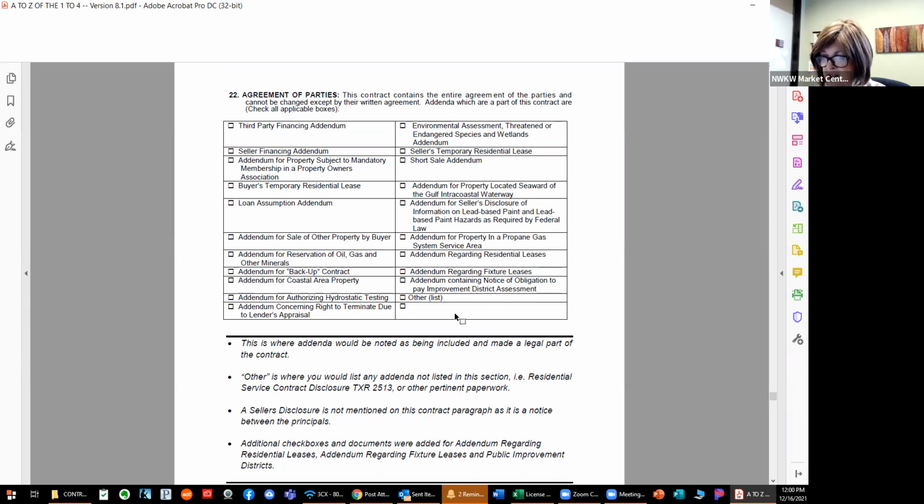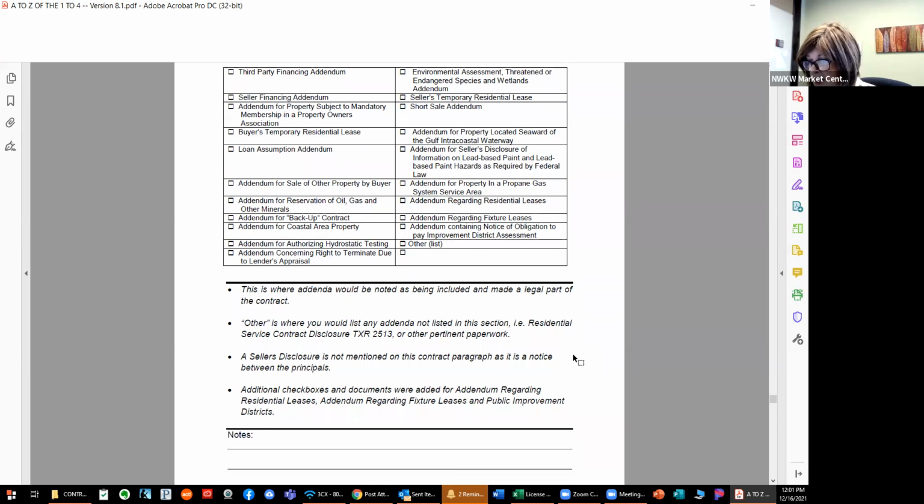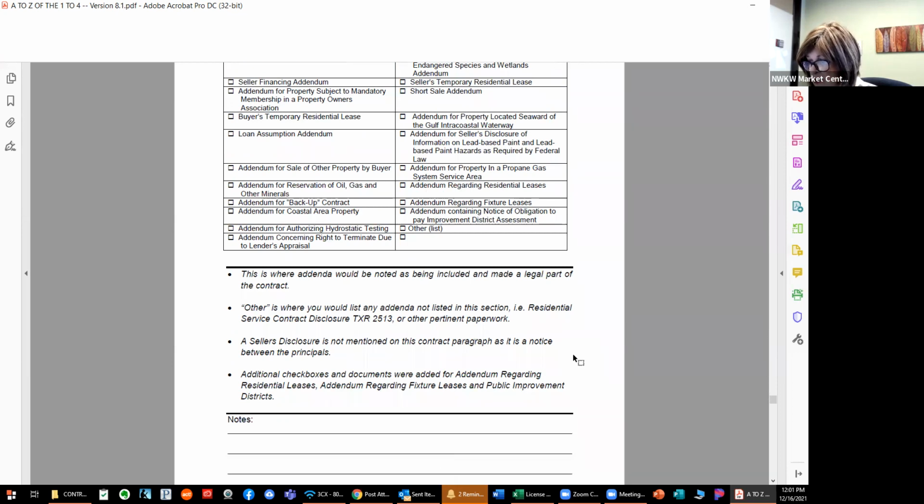section. The only thing you wouldn't add on this is seller's disclosure. Seller's disclosure is not part of this offer. That's simply a notice from one side to the other side. So that's the only thing that you would still get signed, but you don't attach to this. Or you can attach it, but you don't have to, and you don't list it here because it's not really part of it. So that's important to have those check boxes on there.